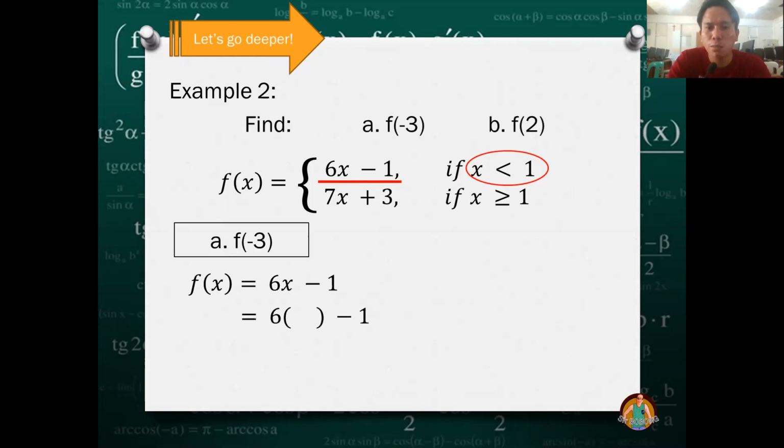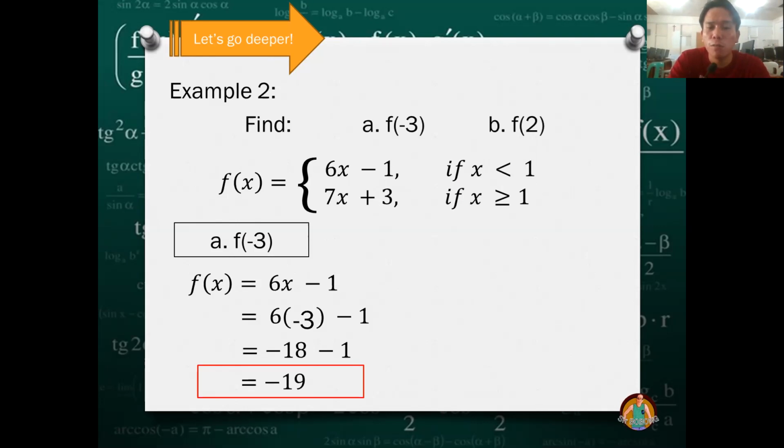Yung x, papalitan natin ng negative 3. So 6 times negative 3 will give us negative 18 minus 1. Again, 6 times negative 3 is negative 18 minus 1. Next, negative 18 minus 1 will give us negative 19, kasi like sign sila, parehas silang negative, so we will add. So negative 19, and that will be the value of our f of x or y. Klaro? Sige. Next. Letter B.